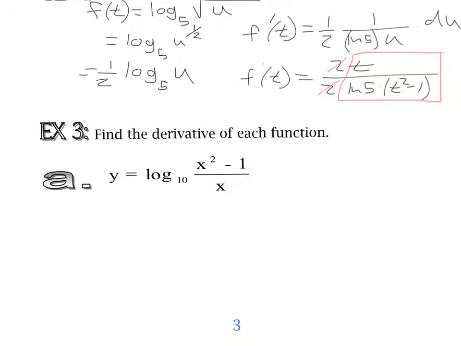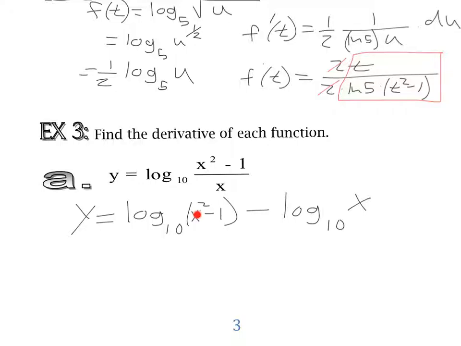Alright, so this looks like we're going to have a quotient rule inside of a chain rule inside of a log. Or we could use our properties of logs. Properties of logs say that if you're dividing inside a log, it's just like subtracting. So let's try that. Let's say that this is really like saying y equals log base 10 of x squared minus 1 minus log base 10 of just x. This is going to be a lot easier to deal with.